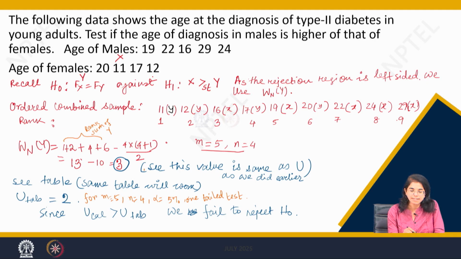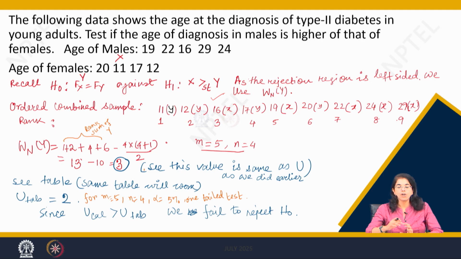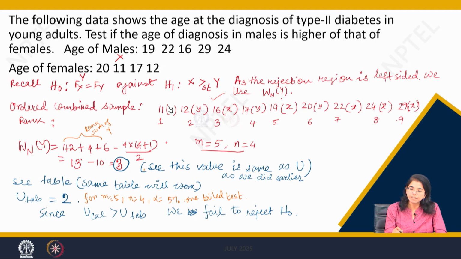Our concern is H1: X is stochastically larger than Y. That means the age of males is bigger than the age of Y in the population. So, as the rejection region is left-sided, we can use WNY. Why? WNY is based on the rank sum of Y. If X is stochastically larger than Y, then what will we expect? We will expect that the rank sum of Y will be on the smaller side, right?